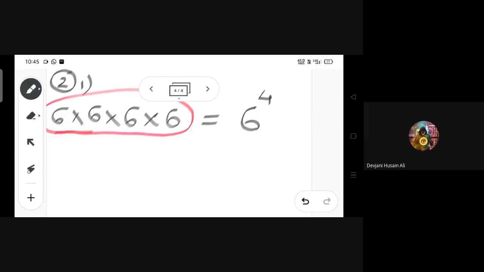Now, the second question of this part is t multiplied by t. So it can be written as t to power 2, t square.